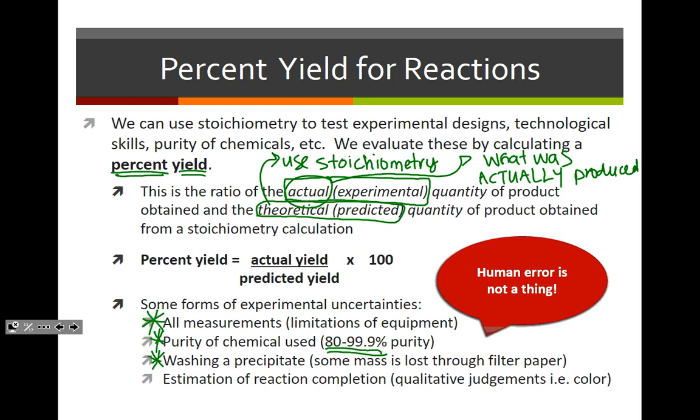Washing your precipitate. Did you wash it? When you washed it, did you make sure all of the water was gone, did you allow it to evaporate, that kind of thing? And estimation of the reaction completion. What that means is, did you allow the reaction enough time to fully react? Okay? Human error is not a thing. You can never ever say that, hey, human error is a source of error. This might be a question, just saying.